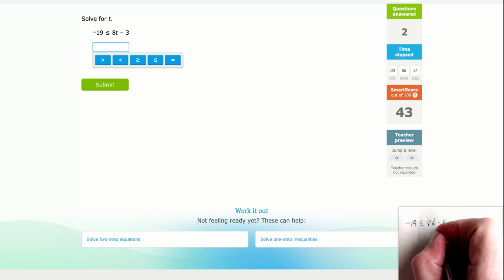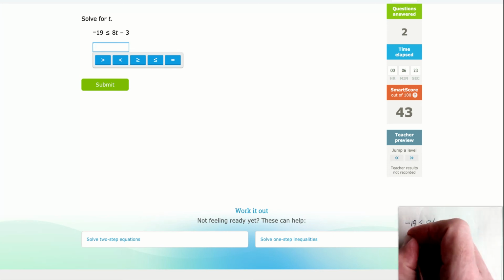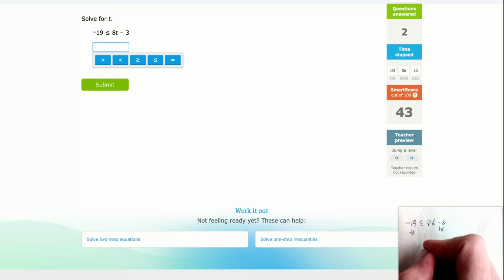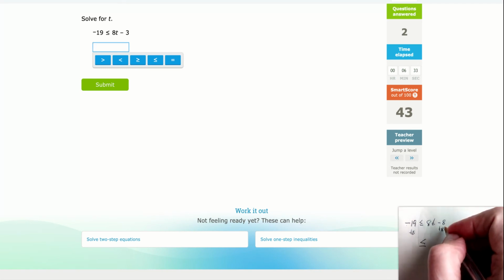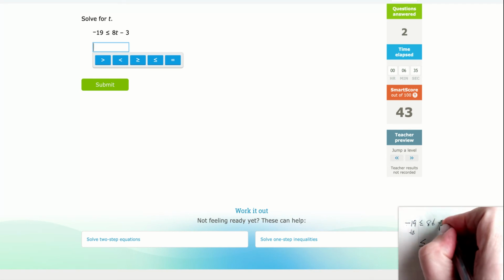add 8 to both sides, which does not change this inequality symbol. And negative 19 plus 8 is going to be, oh, sorry, that's not an 8. That's supposed to be a 3. It's like it wasn't going to come out nice. That's a 3.